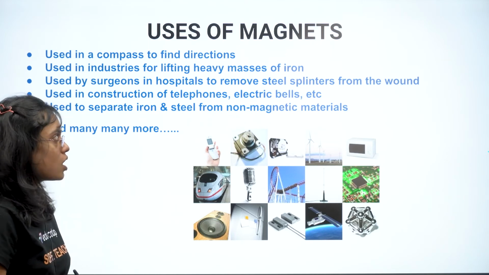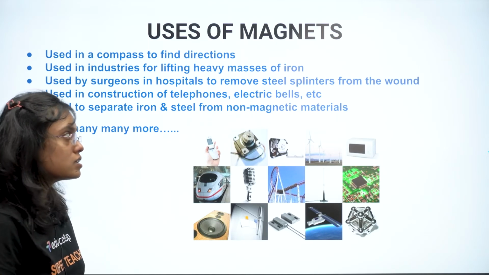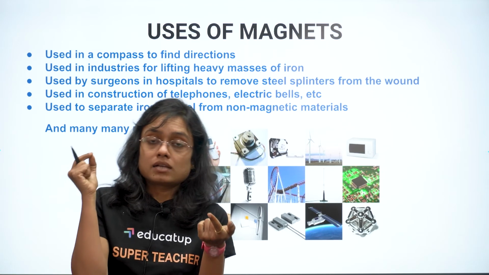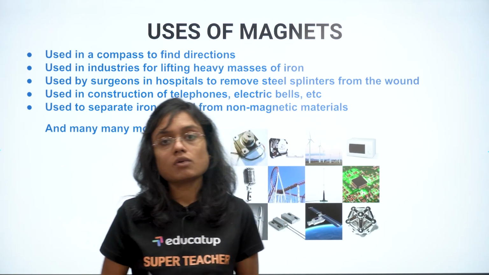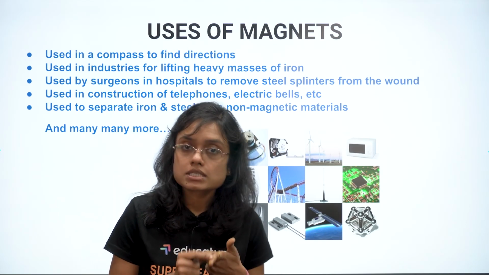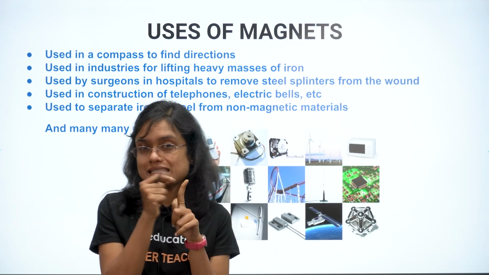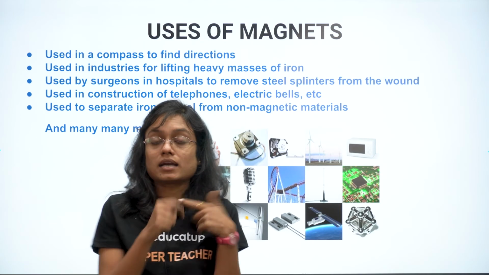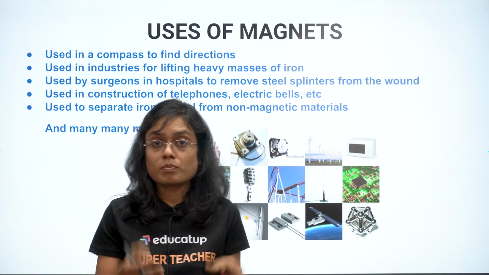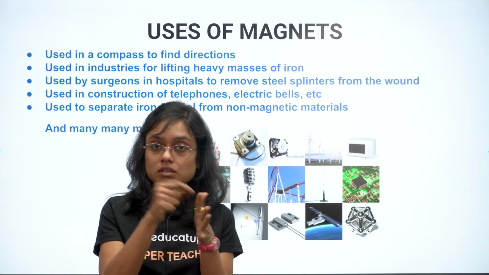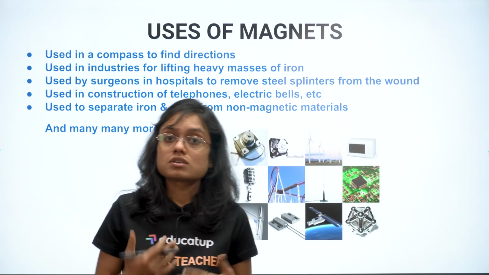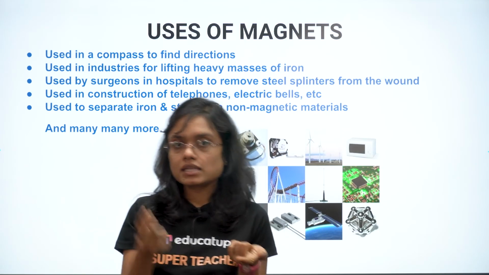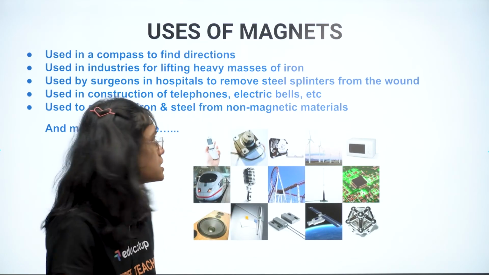Used by surgeons in hospitals to remove steel splinters from the wound. जो लोग लोहे की चीज़ों से काम करते हैं, आयरन और स्टील के ऑब्जेक्ट्स बनाते हैं, कई बार उनको चोट लग जाती है and even those small pieces get inside. कई बार एक्सीडेंट्स में भी ऐसा होता है. So magnets are used to take them out because otherwise उन्हें निकालने में बहुत पेन हो सकता है, काफ़ी ब्लड लॉस हो सकता है. So surgeons and doctors use some magnetic instruments to take those pieces out.